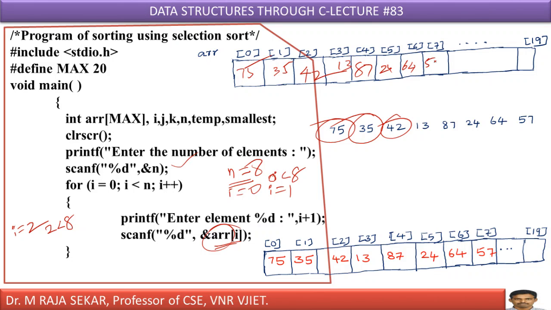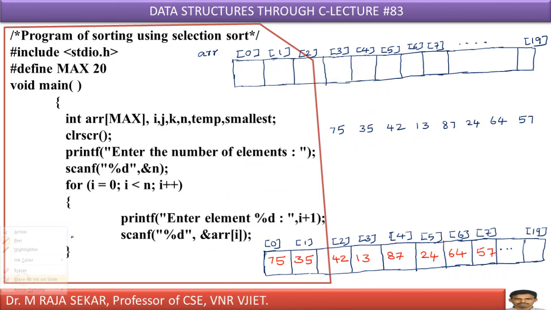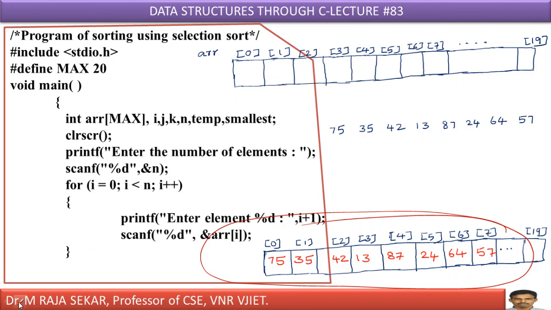64, 57. These numbers only I discussed for selection sort in my previous lecture, that is lecture number 82, so I am taking the same numbers. If you want, you can take different numbers. Anyway, this for loop will be terminated once it reaches i = 8. Till it reaches i = 7 it will execute, that is i = 0 to i = 7. These elements will get stored.